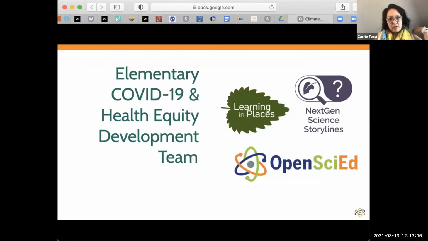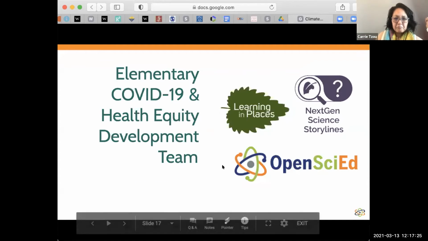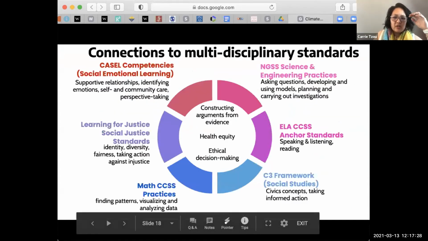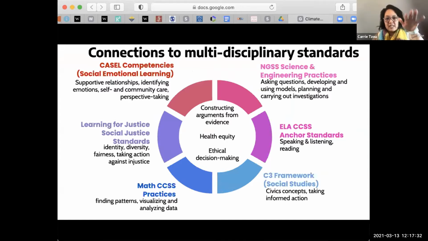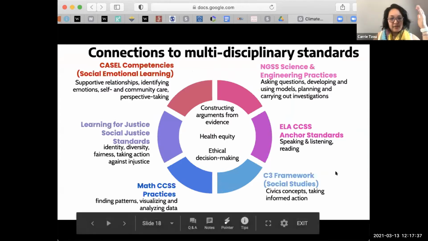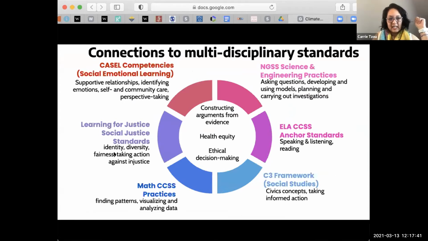So the elementary units were designed through a partnership between Next Gen Storylines and Learning in Places, all under the umbrella of OpenSciEd. So they're on the OpenSciEd website. The elementary units make connections between these six disciplinary areas, focusing on NGSS practices, the ELA Common Core Anchor Standards, the Social Studies C3 framework, Learning for Justice Social Justice Standards, formerly Teaching Tolerance, and the social emotional learning competencies from CASEL.